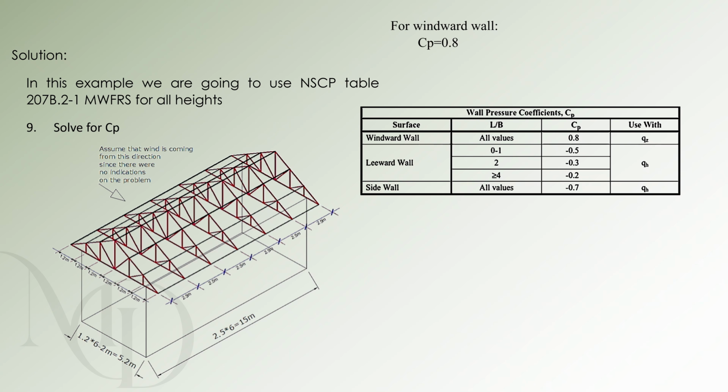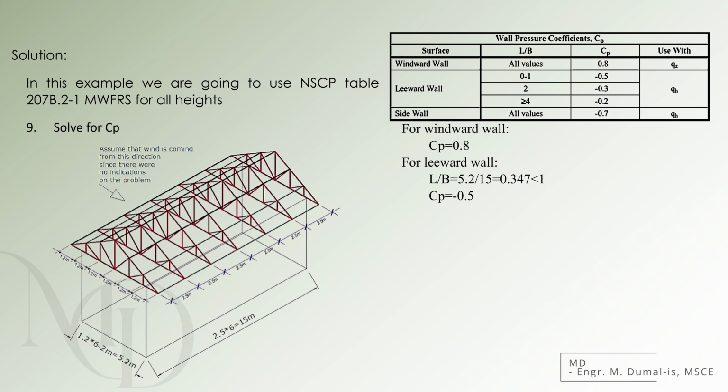For the windward wall, the external pressure coefficient, C sub P, is taken directly as 0.8. For the leeward wall, we first compute the ratio of L over B, substituting the values. L equals 15 meters and B equals 5.2 meters. The ratio is 0.47. Since this value is less than 1, we use the corresponding coefficient for leeward walls from the code table.